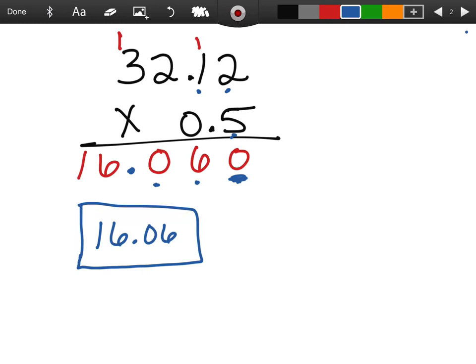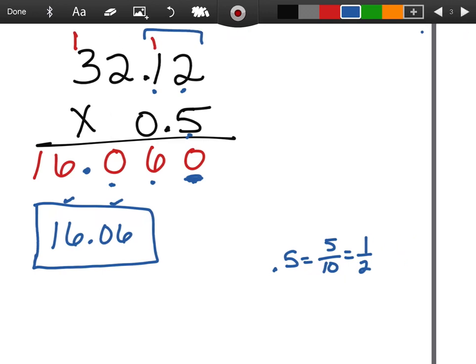Well, now I've got to look at this and say, does this make sense? Like, is it reasonable? Okay, so look at your original problem. I have 32 and 12 hundredths. If this was money, you would say $32.12. Okay, and I know that 0.5 is the same as 5 out of 10, which is the same as 1/2. So I'm basically taking half of $32.12. Well, I know that half of 32 is 16, so the 16 part makes sense, and half of 12 is 6, so the 6 makes sense. So my answer makes sense.